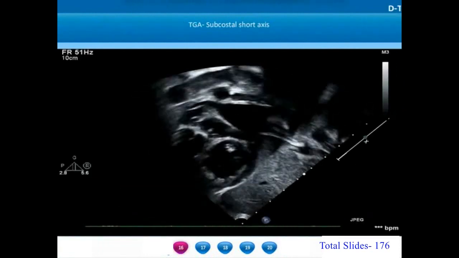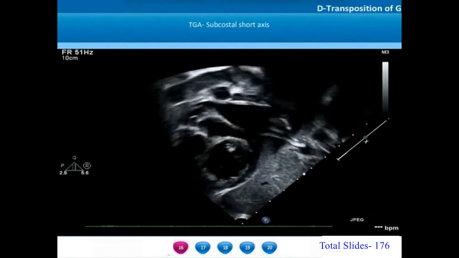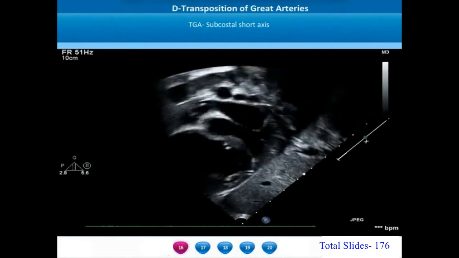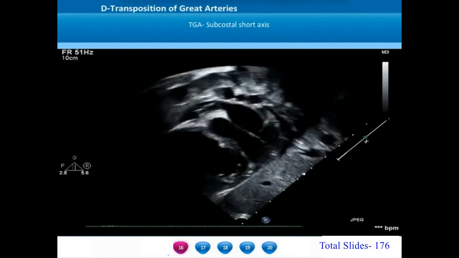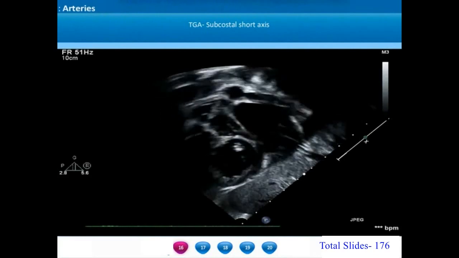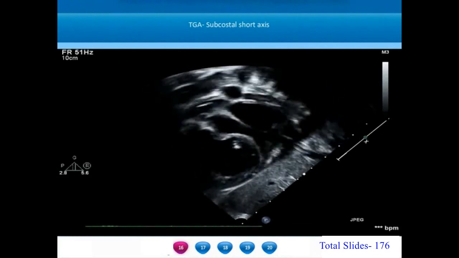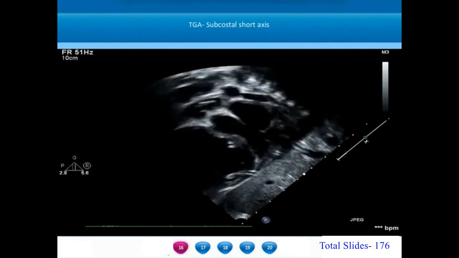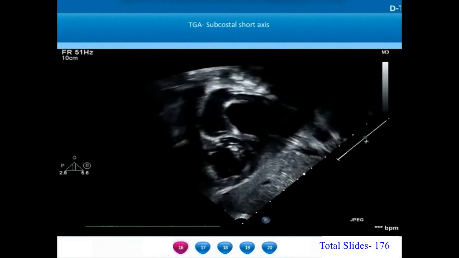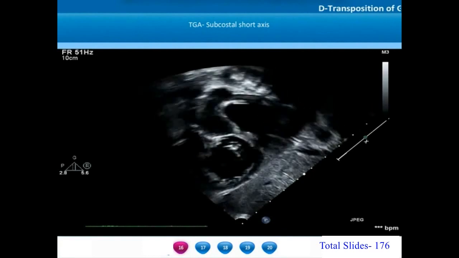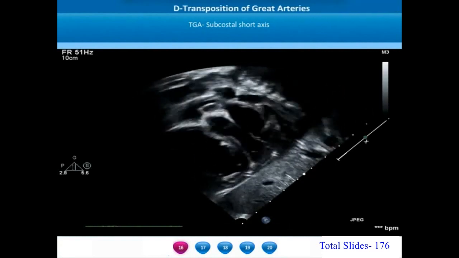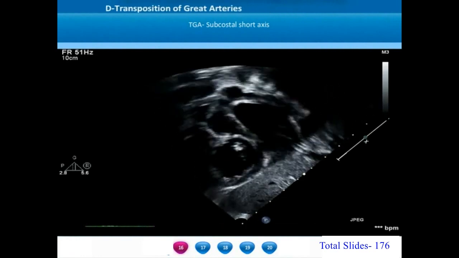On a subxiphoid short axis view, we can identify the right ventricle and the left ventricle, giving origin to the ascending aorta and main pulmonary artery. The interventricular septum, which is intact, is bowing towards the left ventricle because the left ventricular systolic pressures are lower than the right ventricular systolic pressures. The right ventricular systolic pressure will be systemic pressure, whereas the left ventricular systolic pressure will be subsystemic.